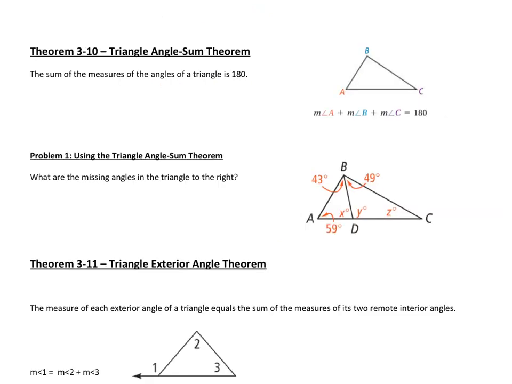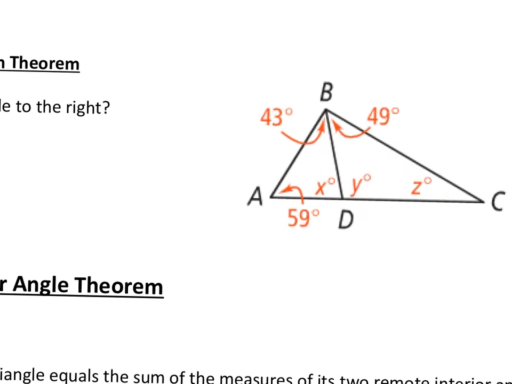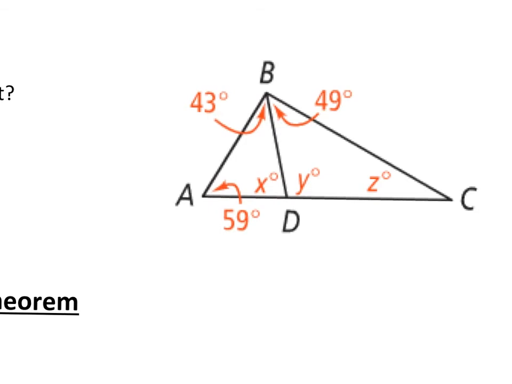In case you didn't remember, the triangle sum theorem means all the angles in a triangle equal 180. So that means 59 plus 43 plus x equals 180. So x will be equal to 78.